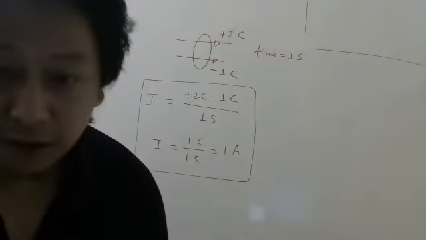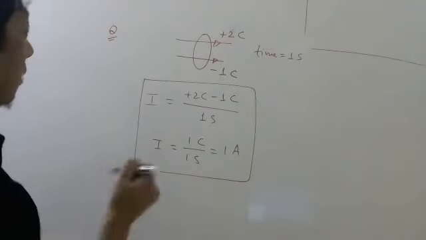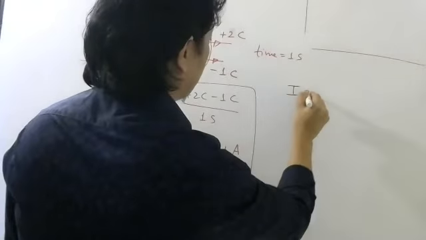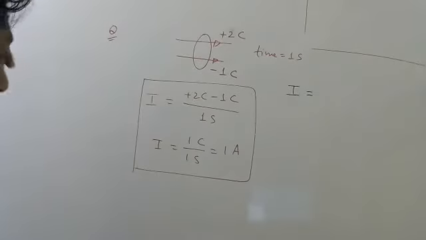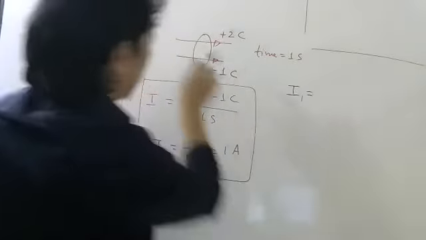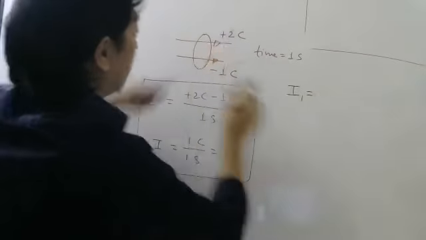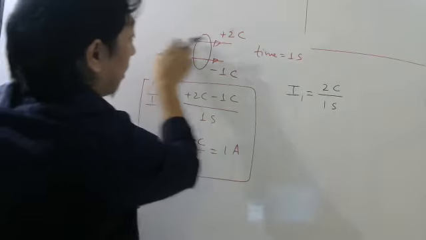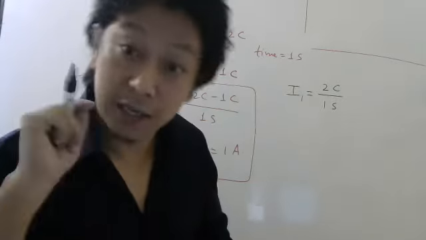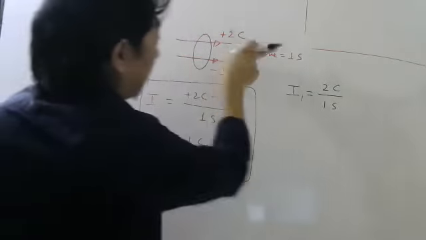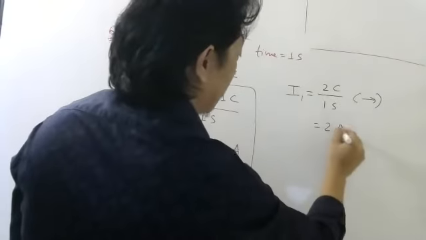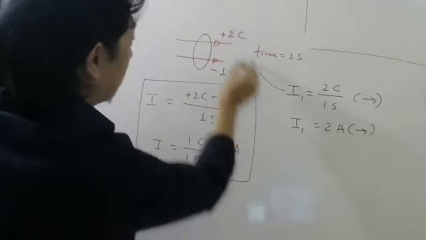Another method is you try to find the current due to this direction. So the current due to this only. Current due to this will be 2 coulomb by 1 second. Since positive charges are going here, current will be taken in what direction? Same direction. So current will be taken in the same direction here. So it will be 2 ampere this side. This is current due to this part.